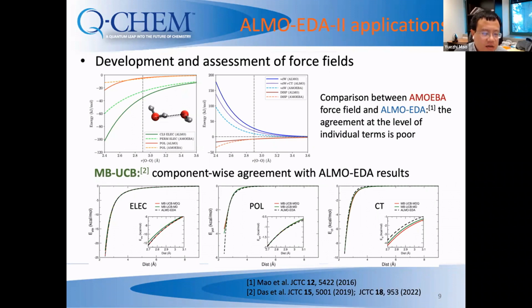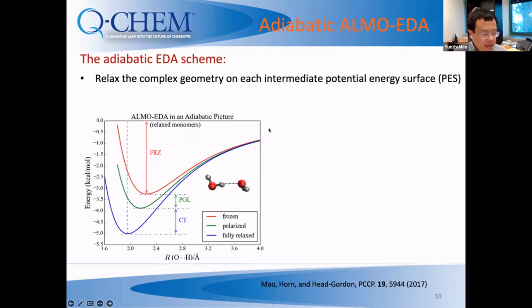So you can see now, in this new model, it achieves component-wise agreement with the ALMO-EDA results. So it's different from the original AMOEBA model, where the accuracy more or less depends on the error cancellation between different terms. I also want to quickly go through the adiabatic EDA method.